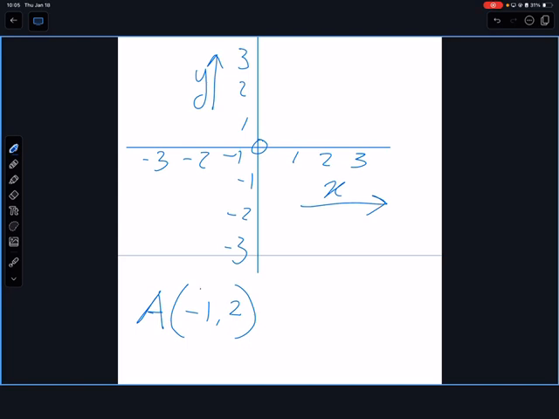The first value is the x value, and the second value is the y value. Always. So, on the horizontal line, you need to look for -1, which is here. And then afterwards, you have to look on the vertical line where the 2 lies. And then you place the dot over there. So, -1, 2. So the coordinate of A is there. -1, 2.